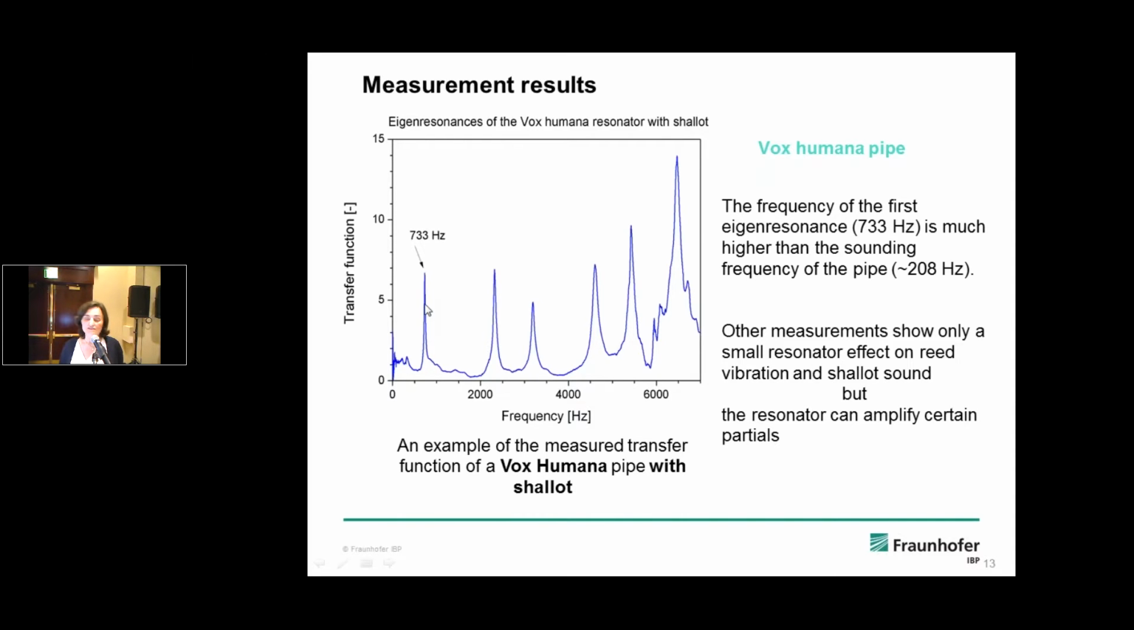You can see here all the eigenresonance frequencies of the resonator together with the shallot. You can see that the first eigenresonance frequency is at 733 Hertz. This is much higher than the sounding frequency of the pipe, which was 208 Hertz. Other measurements showed us that only a small resonator effect on reed vibration and shallot sound happens, but as I already told, the resonator can amplify certain partials.